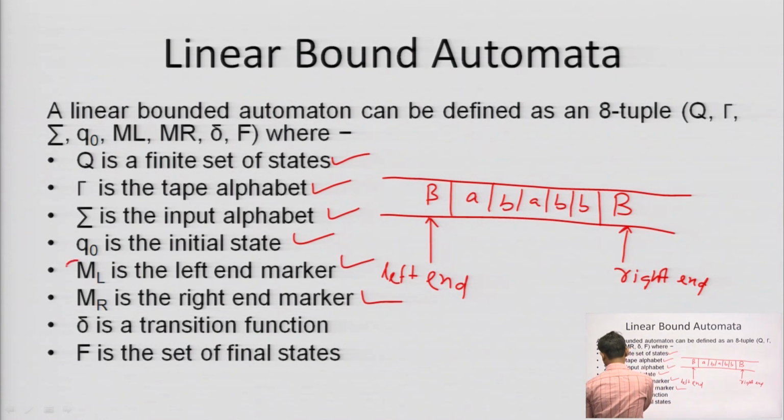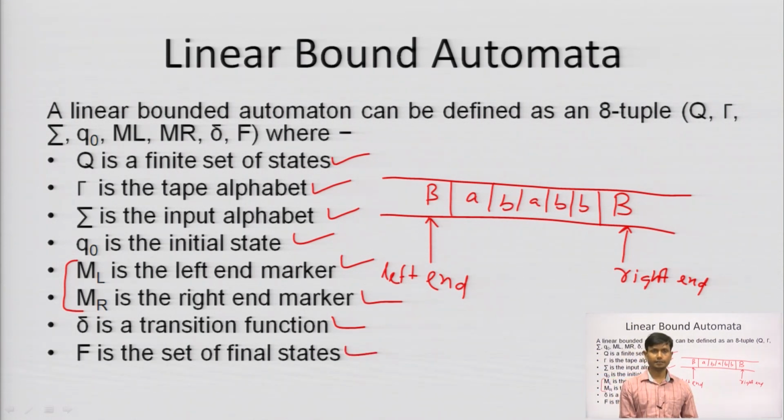These two are new, and delta is the transition function, same as in a Turing machine. F is the final state. So we mark the left end and right end. The tape is fixed for you and we have to compute on that tape only. You cannot extend your tape to infinity. So this is the linear bound automata.